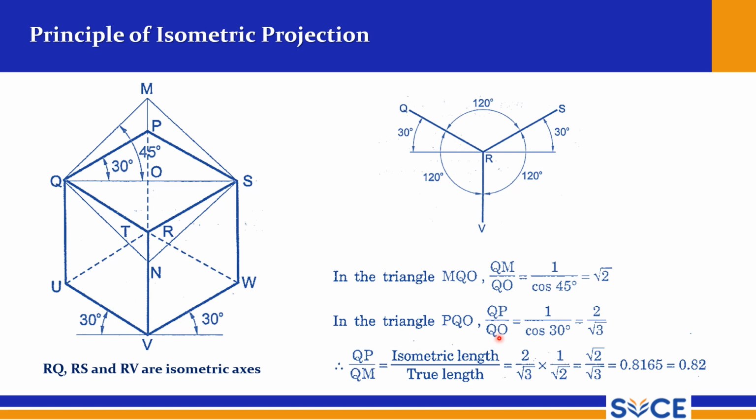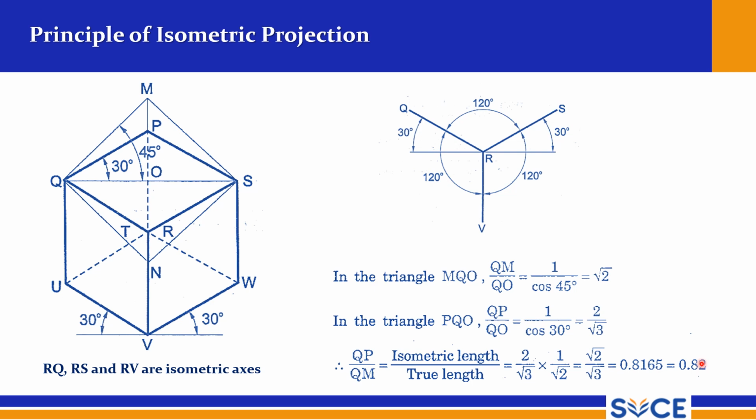QO is common for both triangles, so I can get the ratio between the iso side and the actual side. QM is the true line, and QP is the iso line. The ratio QP by QM is equal to 0.82. So whatever dimension we have in real, should be multiplied by this value. With this value we will get the isometric length, and this length is used to draw the isometric projection.